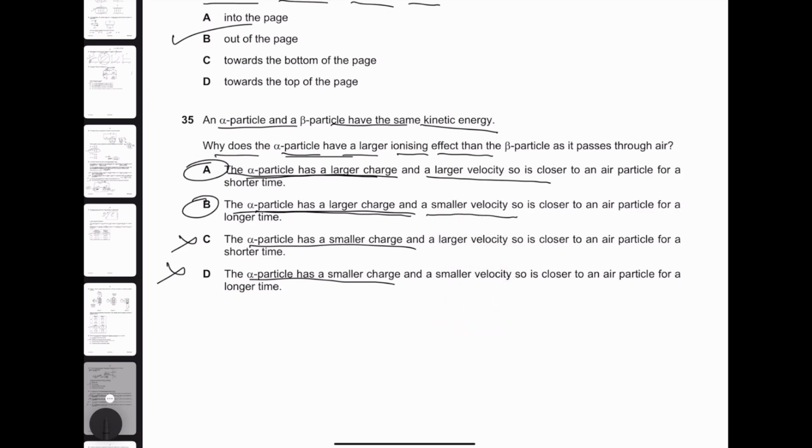Now just think about it. Alpha is heavier than the beta particle. A beta particle is simply an electron. So something that is heavy will probably have less velocity, right? So with a smaller velocity, the answer should be B. Smaller velocity so that it is closer to an air particle for a longer time. This is also the correct reasoning: the more time it is in contact with the air particle due to its less velocity, the more ionizing it will be. Correct answer is B.